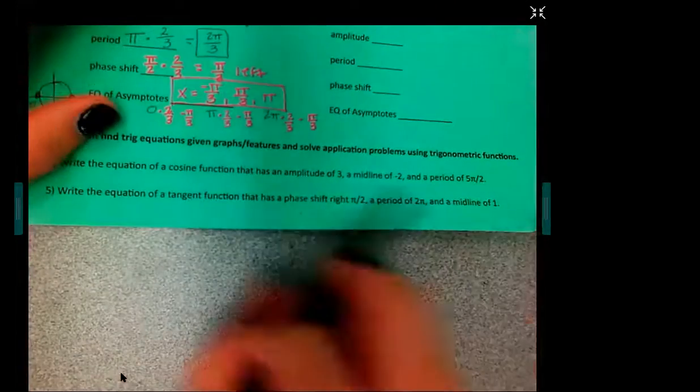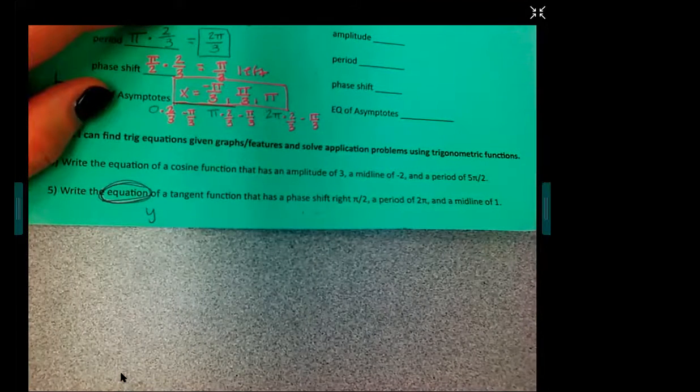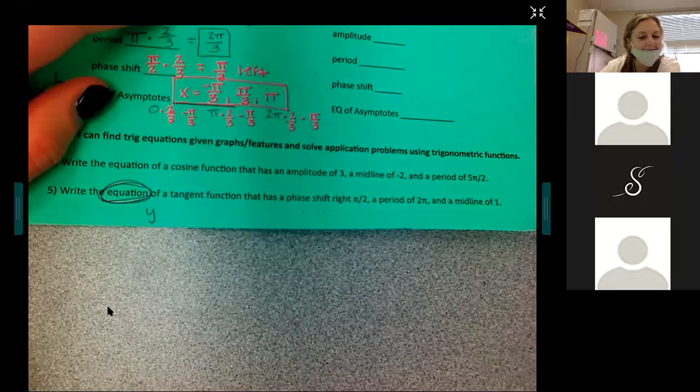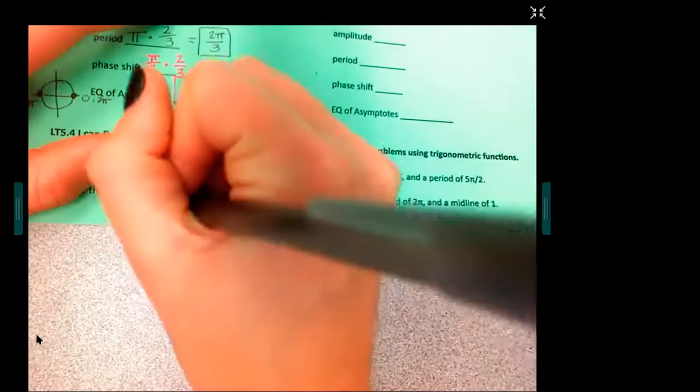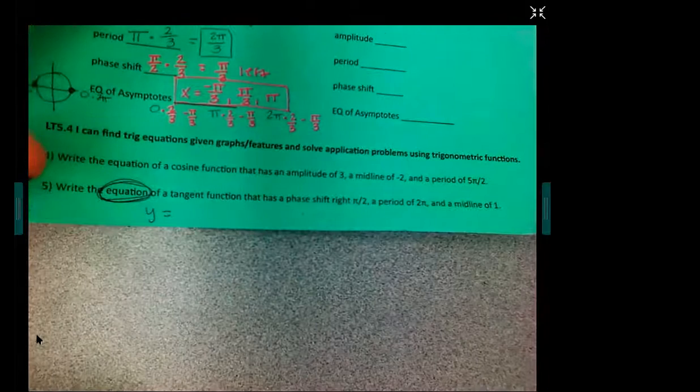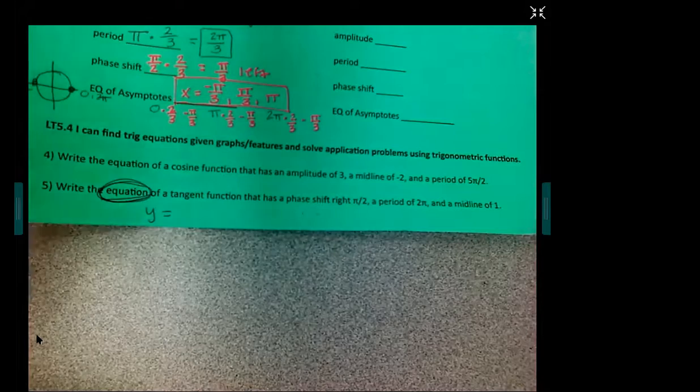So for number 5, we're going to write the equation of a tangent function. So I know it should be y equals... Is my Prodnia up here? Prodnia, you're going to do your y's, right? And Brody, y equals. A lot of them missed it because they just didn't put the y equals. If it says equation, it should say y equals or f of x equals, correct? You learned that in Math 1.